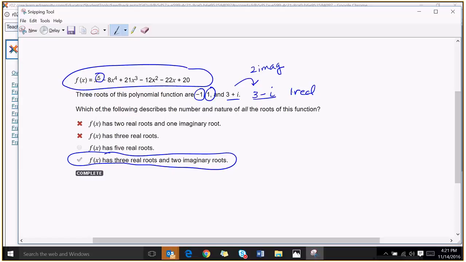Now, let's go through these choices just really quick here. It has 2 real roots and 1 imaginary. Well, it can't have just 1 imaginary, so then we know that that's not an option. Next, it says it has 3 real roots. Well, it does have 3 real roots, but it also has 2 imaginary. So you want to be careful which answer you choose.